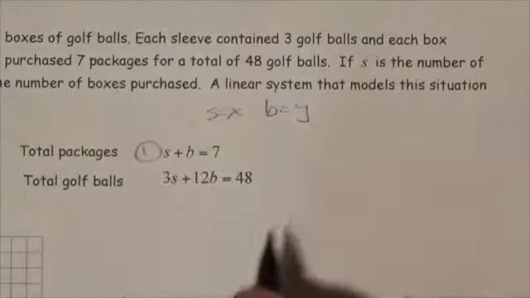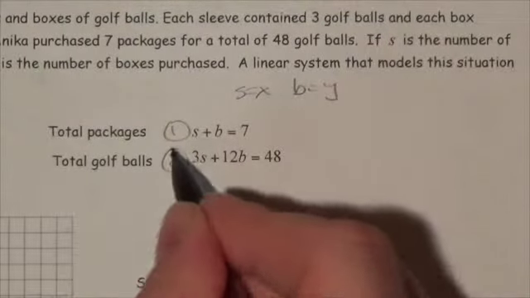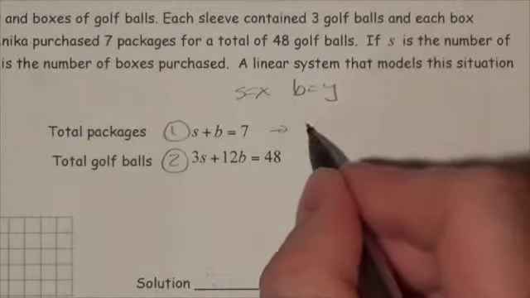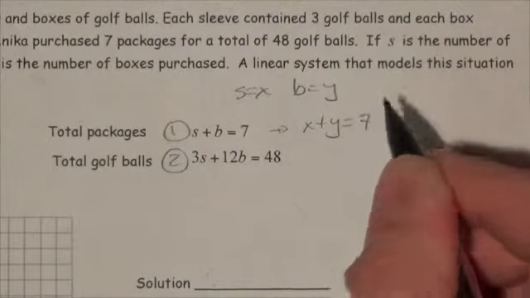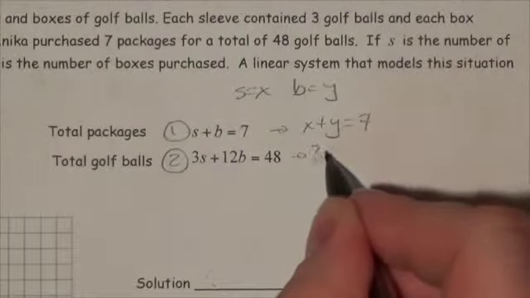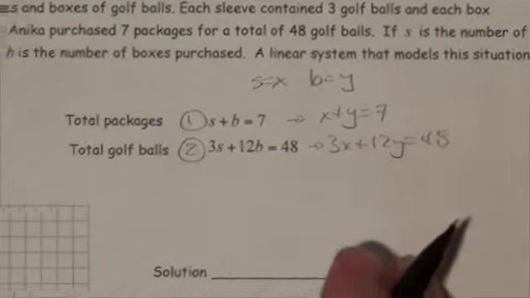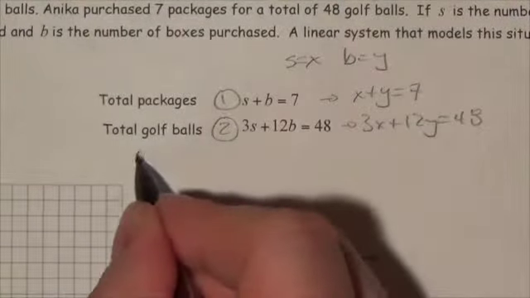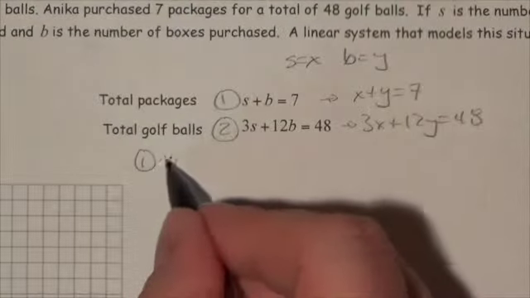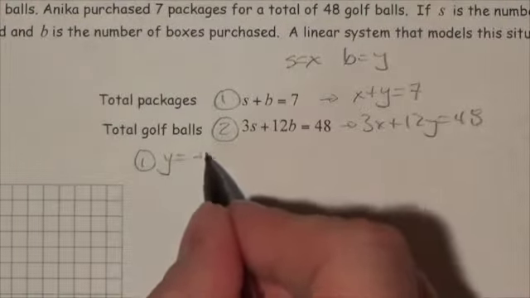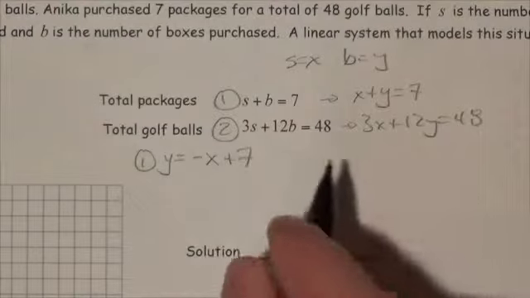So here's equation 1. This is equation 2. And so this is really going to be X plus Y is equal to 7. And this will become 3X plus 12Y is equal to 48. Now, to graph these, okay, here's equation 1. To graph these, I'll just isolate the Y. So in the first equation, it'll be negative X plus 7.